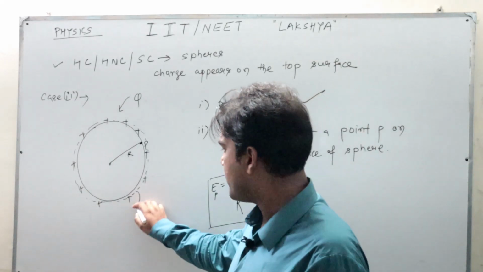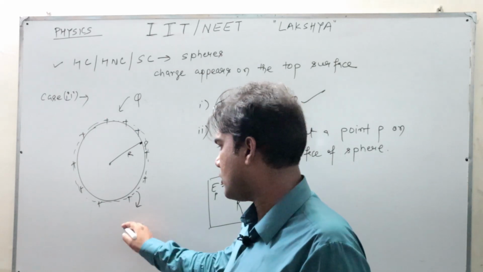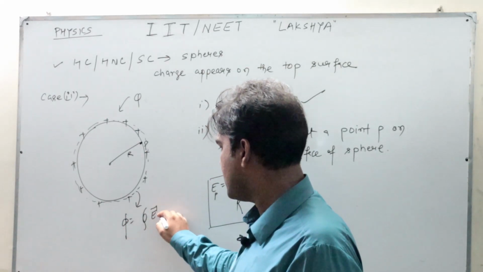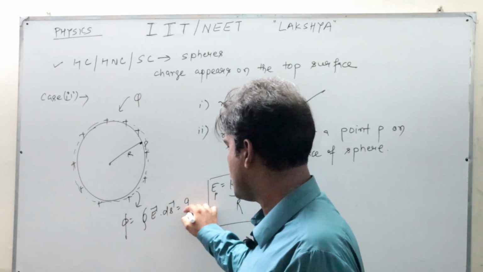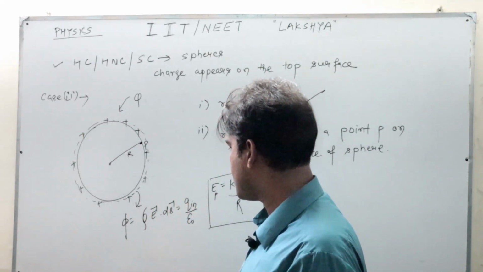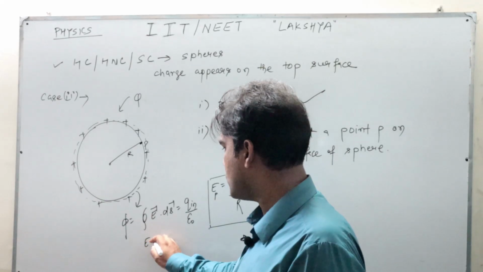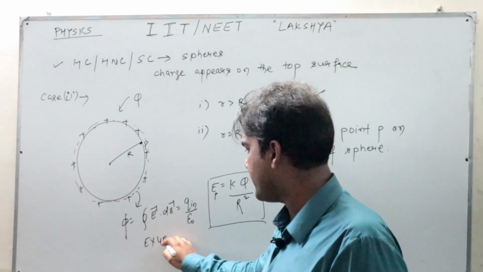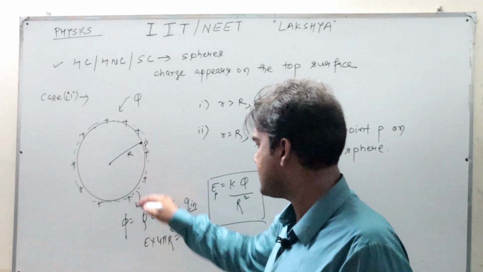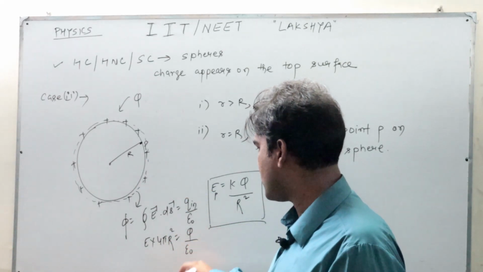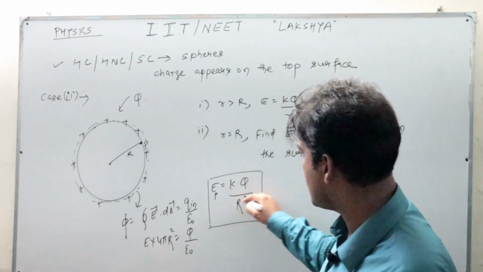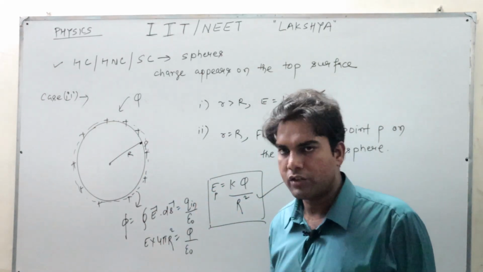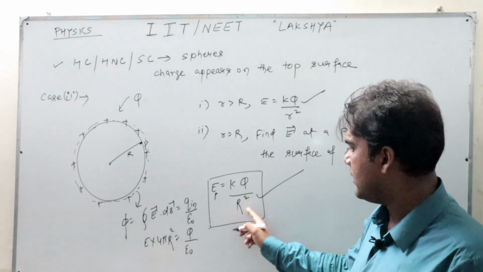Or you can also apply Gauss law. So Gauss law says that phi is equal to integral E dot ds is equal to q in by epsilon naught. So this time it becomes E into integral ds, which will become 4 pi capital R square, and q in is nothing but q by epsilon naught. So when this goes to the denominator, you will get the same expression. Electric field at the point P, which is on the surface of the sphere, is kq by R square.